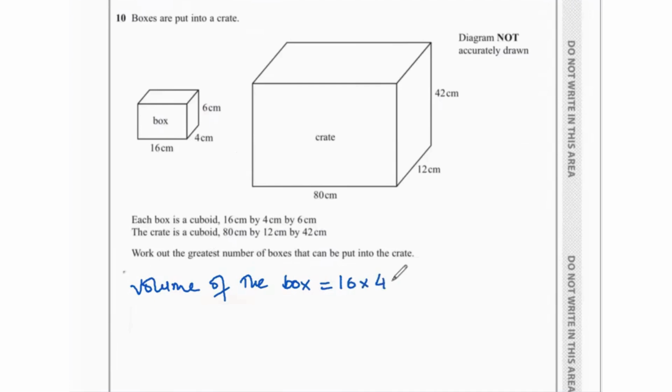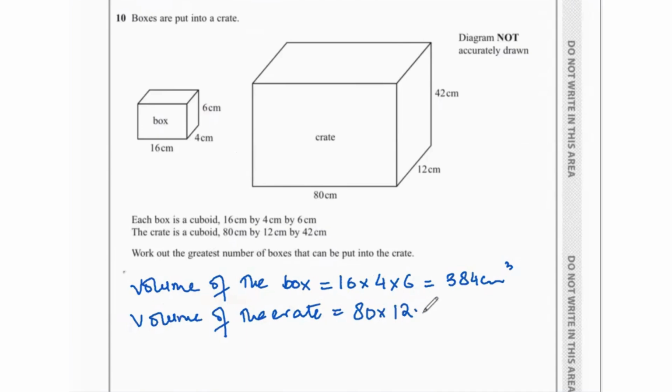16 times 4 times 6, that equals 384 centimeter cube. Then we find the volume of the crate. That's 80 times 12 times 42. That gives us 40,320 centimeter cube. So now to find the number of boxes, we will divide the volume of the crate by the volume of the box.